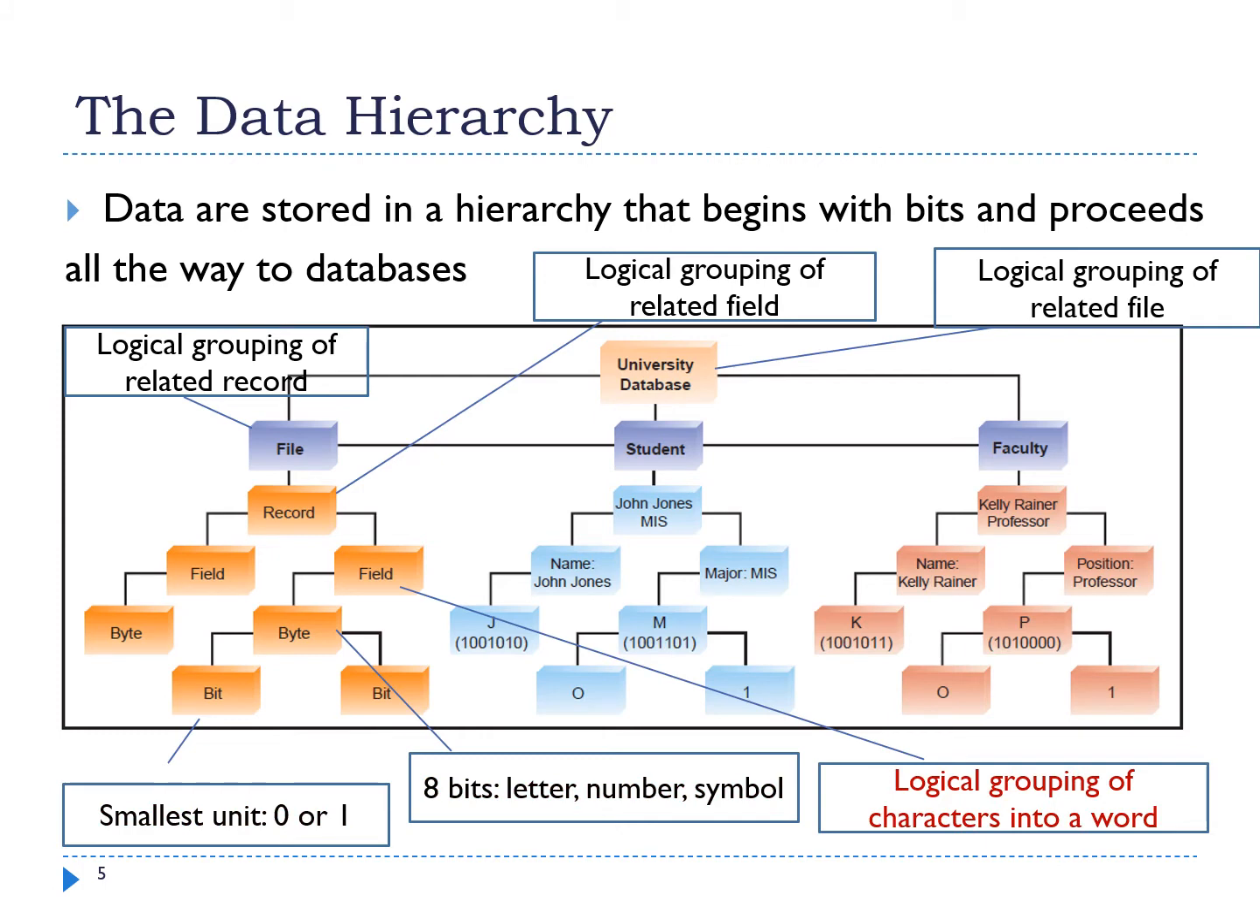A logical grouping of characters into a word, a small group of words, or an ID number is called a field. For example, a student's name in a university's computer file, or an employee's name in a company's computer file. A logical grouping of related fields is a record, such as the student's name, the courses taken by that student, and the student's grade.